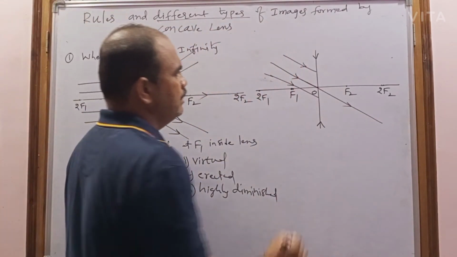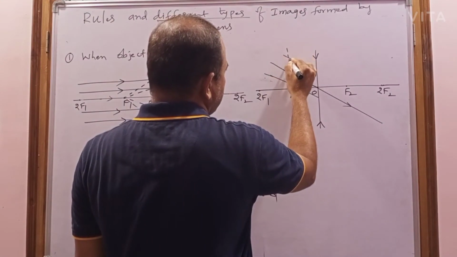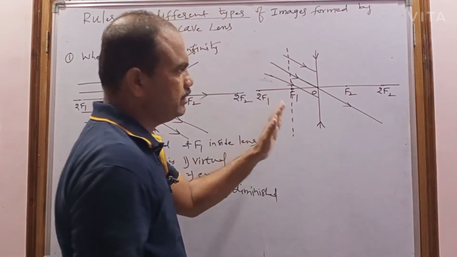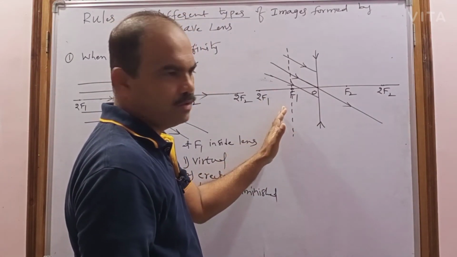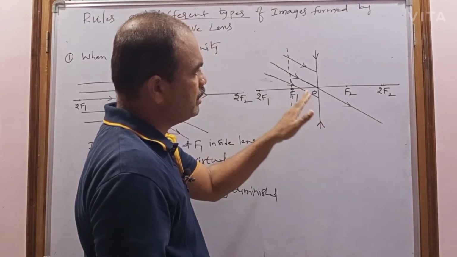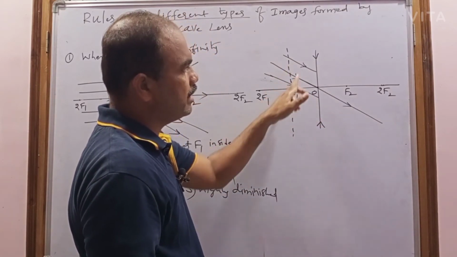So this incident ray passes through optic center, so it will continue along the same path. After that, draw the focal plane. Already I said the focal plane is nothing but the vertical plane passing through the focus. Where do you have to draw the focal plane? You have to draw the focal plane in the direction of the incident rays.